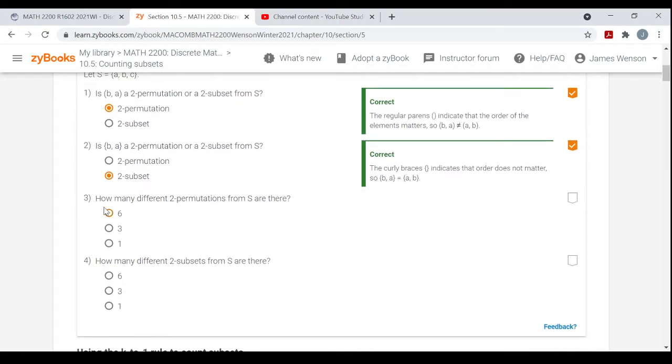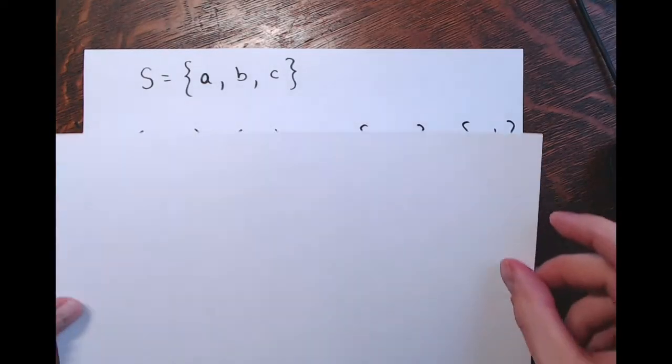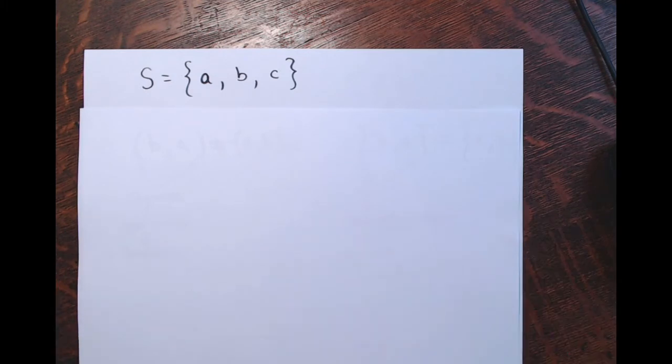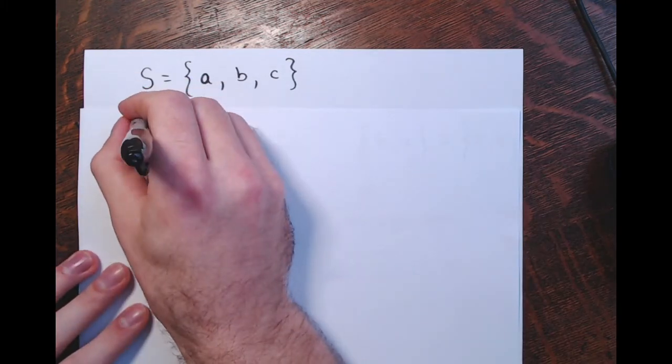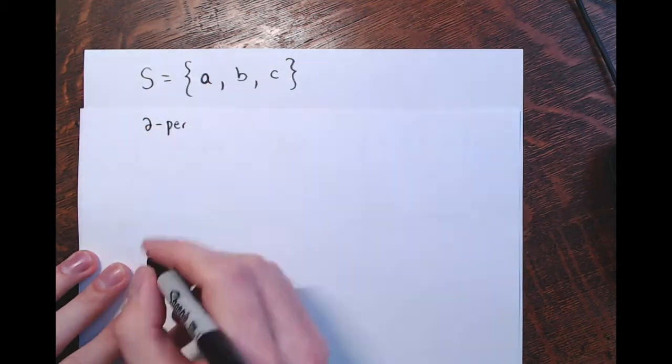Now the question is, how many different 2-permutations from S are there? So let's go back. What I'm going to do is put over here the number of 2-permutations from this set.